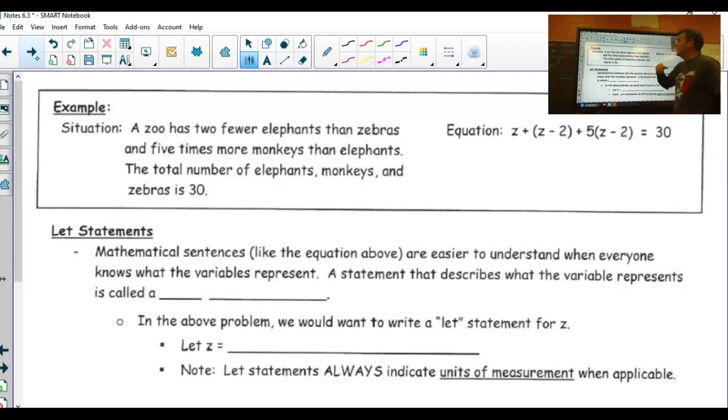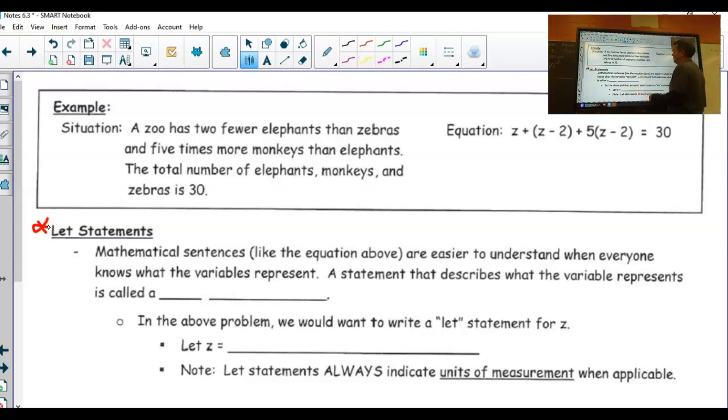The situation is a zoo has 2 fewer elephants than zebras and 5 times more monkeys than elephants. The total number of elephants, monkeys, and zebras is 30. If this was a real problem, we'd want to figure out how many of each type of animal there was. I've already written the equation over here as well, but what I really want to do again is walk through this to see how we got everything. So the first thing we talk about here is these things that we call let statements.